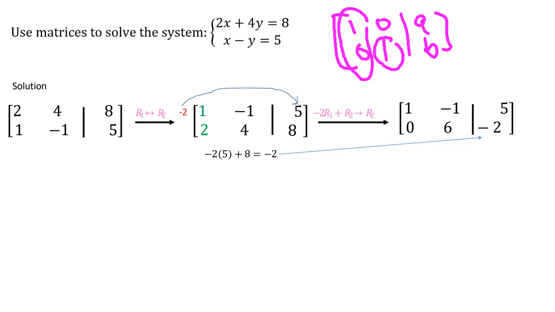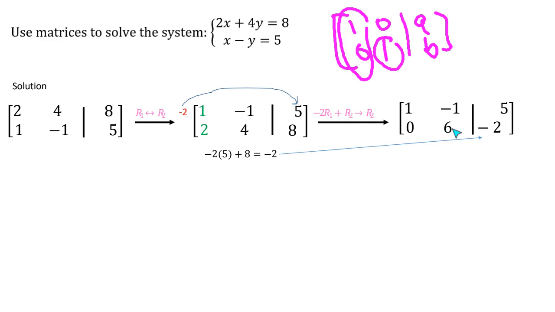You could go and make this a 0, but I recommend that once you change this to a 1 and everything below it a 0, go to the next diagonal, make sure you have a 1 there, and then use that to make everything above it and below it 0. So I have a 6.